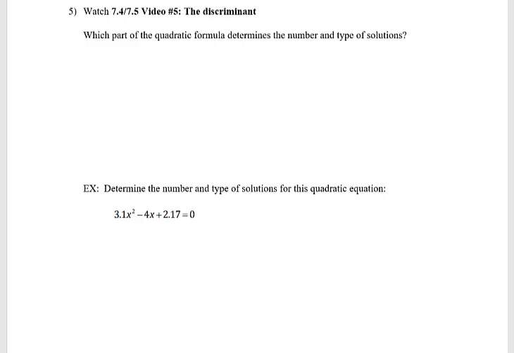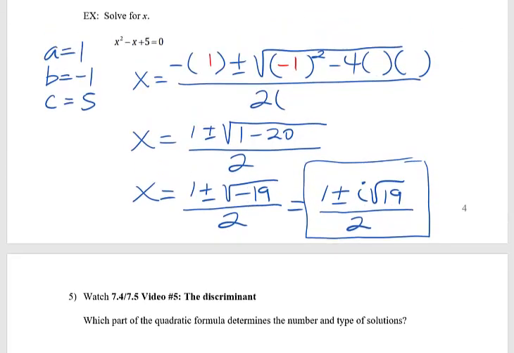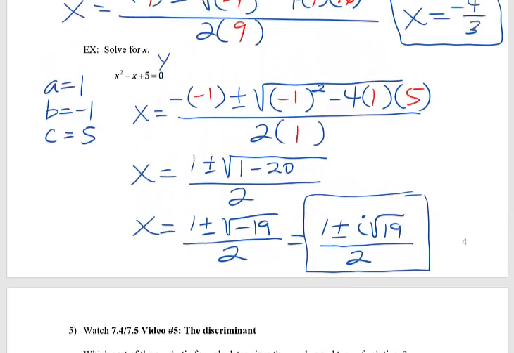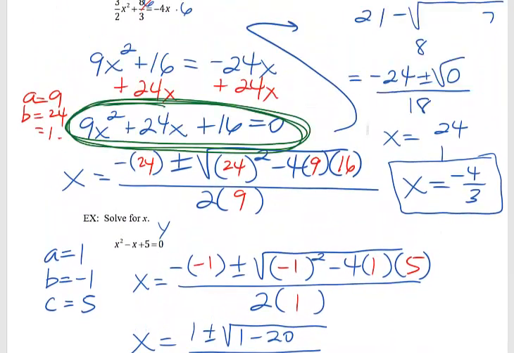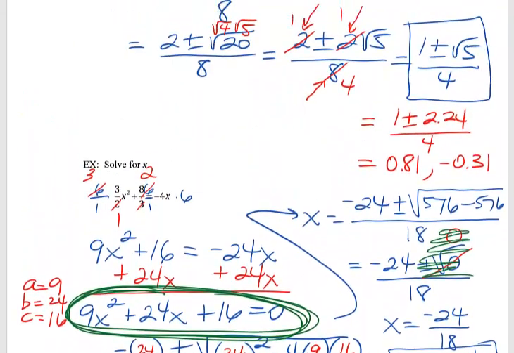This is video number 5 for sections 7.4 and 7.5, the discriminant. So if you think about the three problems that we worked in the last video, they were all quadratic equations, but in each case, something different seemed to happen.